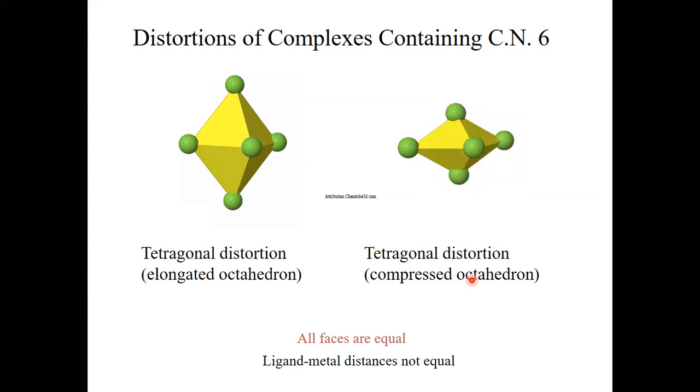So this distortion actually lowers the symmetry. So you know that an undistorted octahedron belongs to the high symmetry point group Oh. Can you see what is the symmetry of a tetragonally distorted octahedron? In fact, it's our symmetry again.